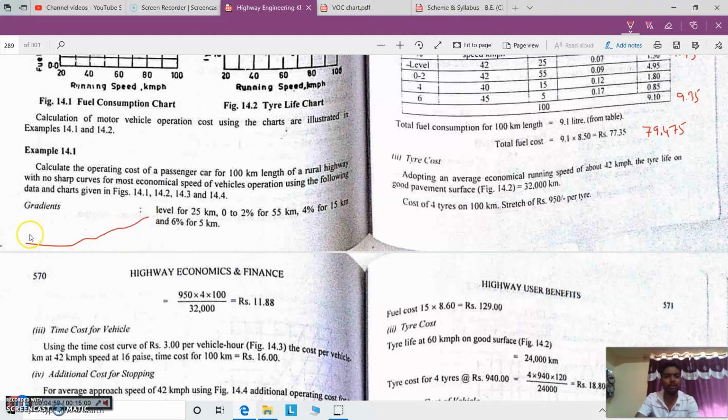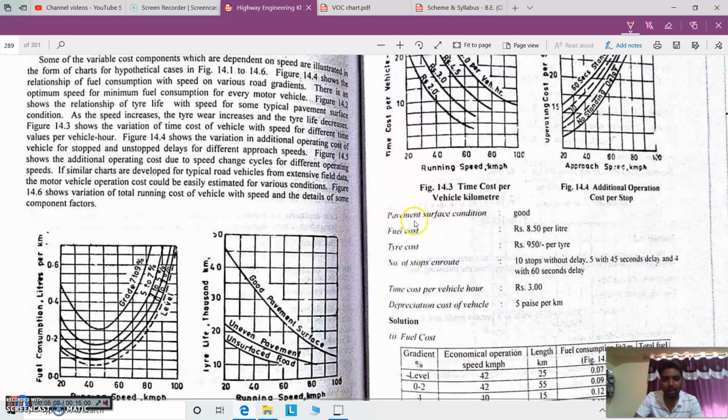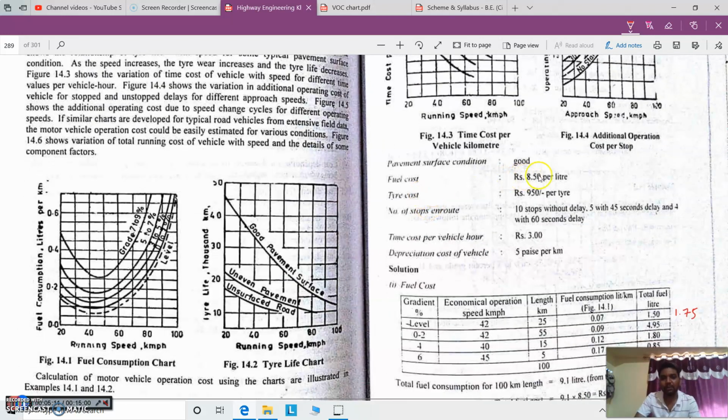That means the total 100 kilometer length is considered to have different gradients. That is what is given in the question. They have also given that the pavement surface condition is good, and the fuel cost per liter is 8.5 rupees. It is a previous cost; nowadays it is around 80 rupees, right? So in the problem it is given as 8.5 per liter, and tire cost 950 rupees per tire.